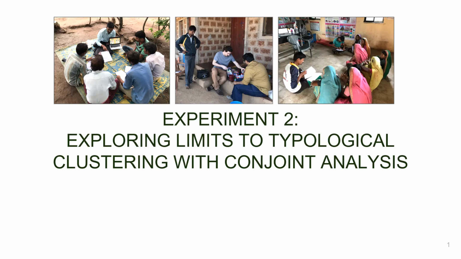The purpose of our second field experiment is to explore the limits to typological clustering. We specifically wanted to understand how effective personalizing advice based on demographic typology can be as far as adoption is concerned. The method we use is conjoint analysis, a method that is often used by market researchers to understand how consumers value trade-offs in a product. For our specific purpose, we adapted the method in the form of a survey.